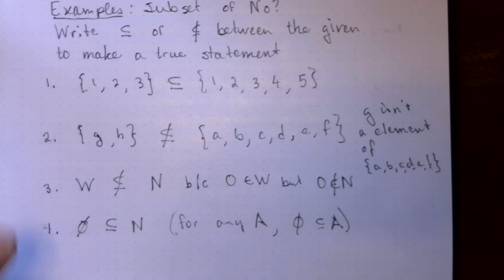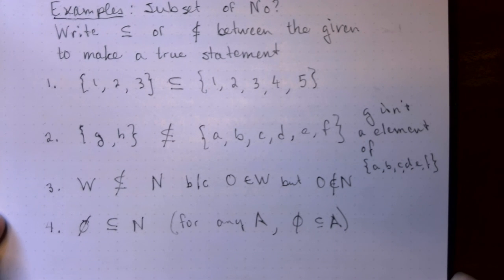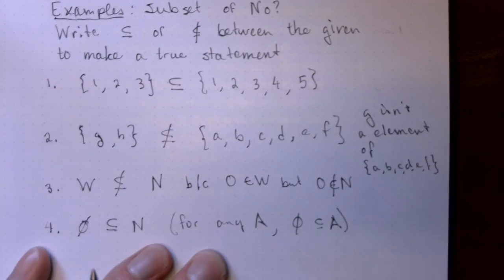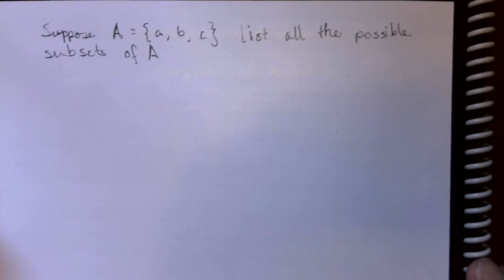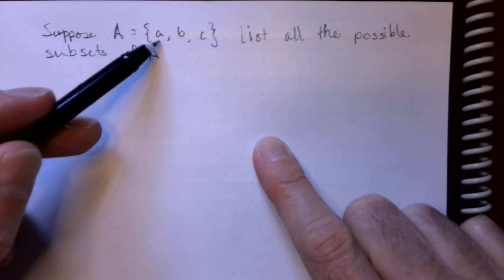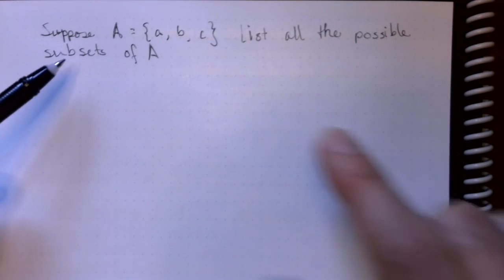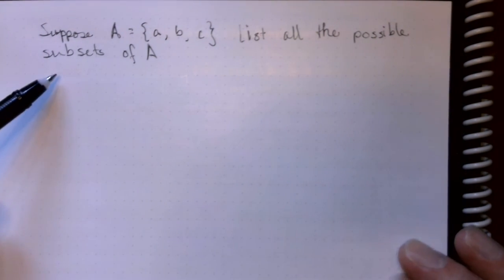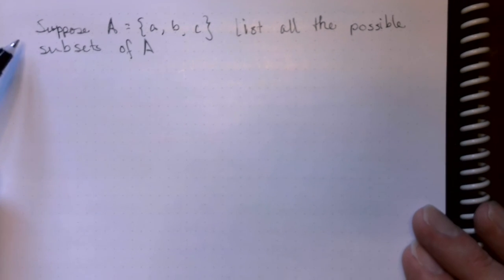I also wanted to talk about how to count the number of subsets a given set will have. So let me do an example first. I'm going to define my set capital A to be A, B, and C. And I want to list all possible subsets of the set A.